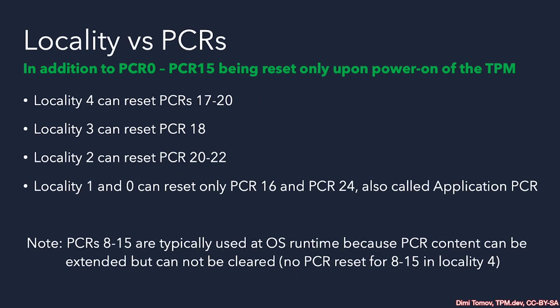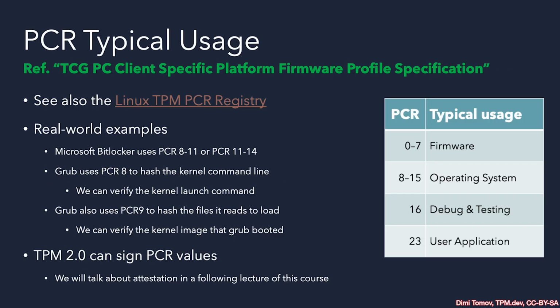Here is an overview of how locality levels relate to PCRs. Usually, at OS runtime, either in user space or in the operating system in kernel space, PCRs 8 to 15 are used, because in locality 4, there is no PCR reset allowed for PCRs 8 to 15. We can extend new data, a new hash digest, new information, and it is protected until the system reboots. Going further, here are some real-world examples of how PCRs are used.